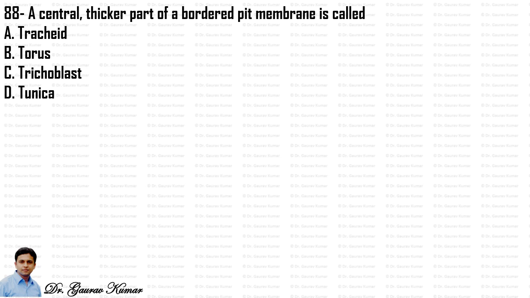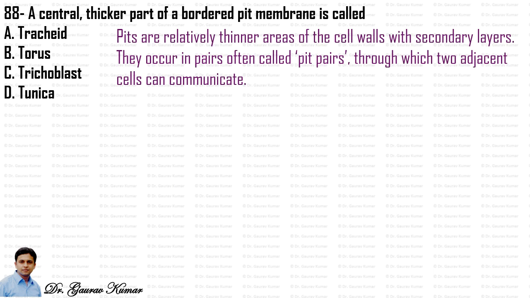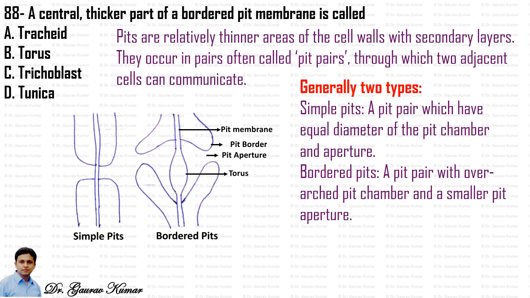Next question, central thicker part of a bordered pit membrane is called. So pits are relatively thinner areas of the cell walls with secondary layers. They occur in pairs, often called pit pairs, through which two adjacent cells can communicate. And there are two types of pits: the simple pits, a pit pair which have equal diameter of the pit chamber and aperture, and bordered pits, a pit pair with over-arched pit chamber and a smaller pit aperture.